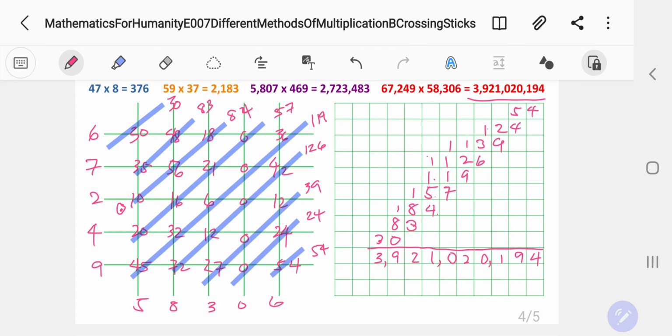That's all for now, and I hope that you've learned something about crossing sticks, multiplication by crossing sticks.